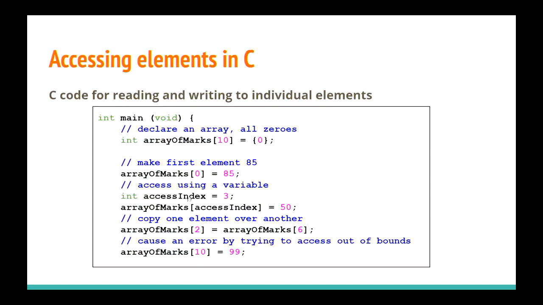We can access the index of an array using a variable's value as well. So if I have a variable here and I set it to the value 3, I can then do array of marks using the access index. And this will give me the fourth variable in the array because it starts at the first one, it steps in 3 times. So this way I can access parts of the array using a variable or access parts of the array using just a raw number.